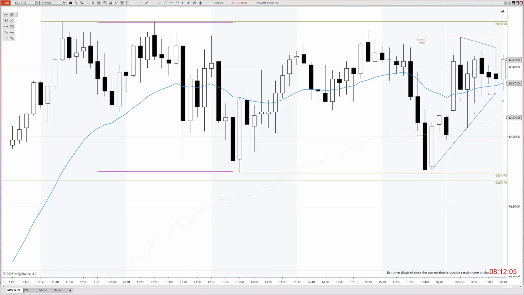So what's also happening here is bar A has a relatively good close, almost the top of the triangle, top of the range.